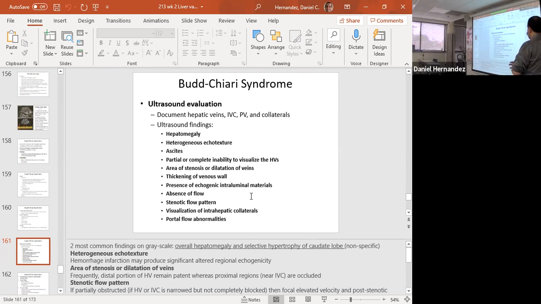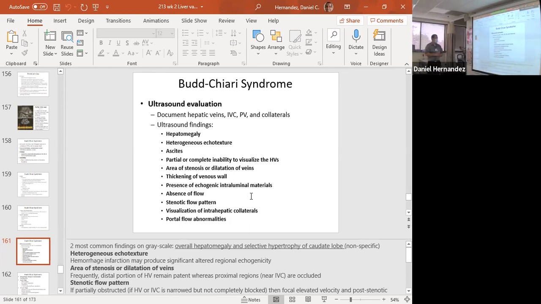With ultrasound findings, we're going to look for hepatomegaly, heterogeneous architecture. So instead of a nice, smooth, homogeneous liver, the liver becomes more heterogeneous. That's a result of microthrombus developing within the liver. We're also going to look for the presence of ascites, and partial or incomplete inability to visualize the hepatic veins.